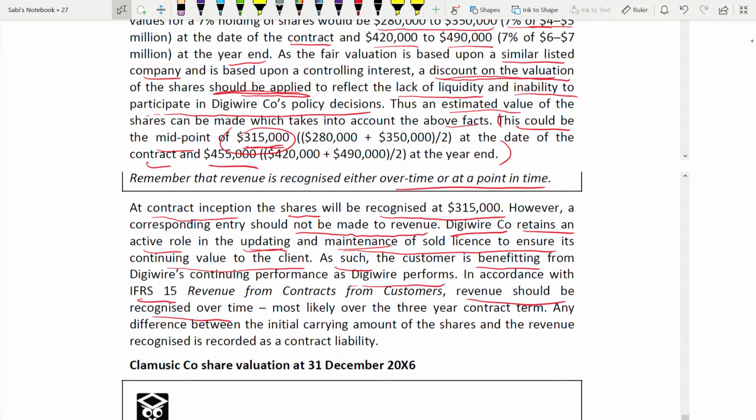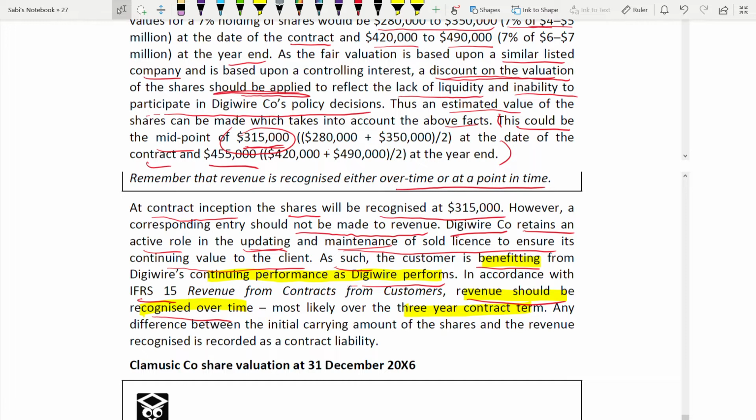Why did we link this to this one? Let me highlight it for you. As such, the customer is benefiting from the continuing performance of Digiwire. The reason is, if the customer is benefiting as Digiwire performs anything, that means they are simultaneously benefiting. Digiwire is updating, customer is benefiting. Digiwire is updating, customer is benefiting. That shows that revenue should be recognized over time. These are the factors to recognize that revenue should be recognized over time. Yes, customers are benefiting. That's why revenue should be recognized over time. And most likely over what time? The 3-year contract term, right? The license is for 3 years.